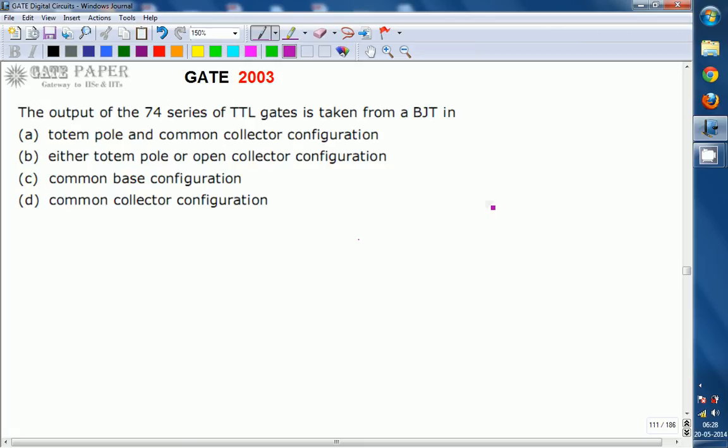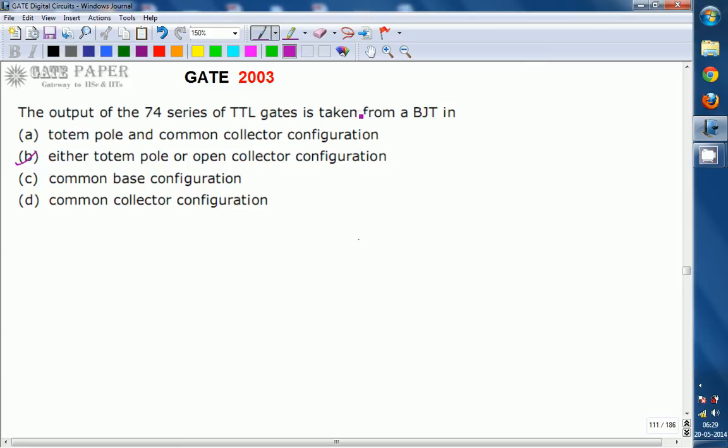So, how is the output of 74 series TTL gates taken from the output BJT? The right answer for this question is B. The output may be in the totem pole configuration or in the open collector configuration, for the 74 series TTL gates.